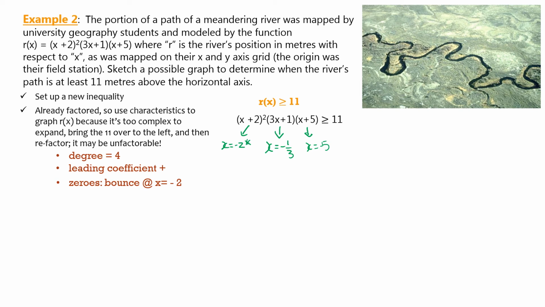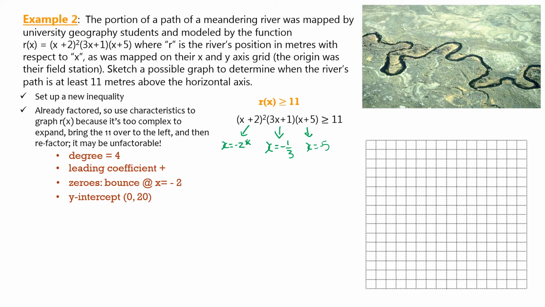What else do we know by looking at that? Just the factored part, not the 11. We know the y-intercept is at 0 and 20. So what do we do next? We're going to graph it. That's what the question asked us to do.